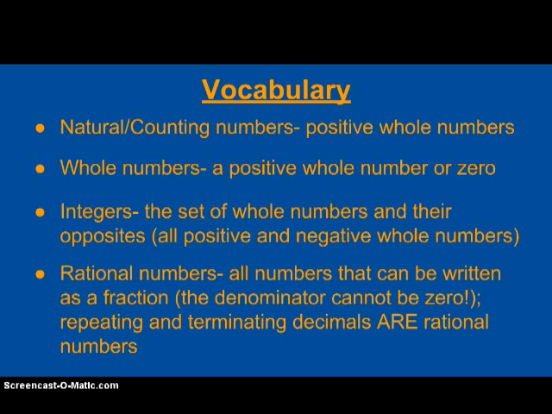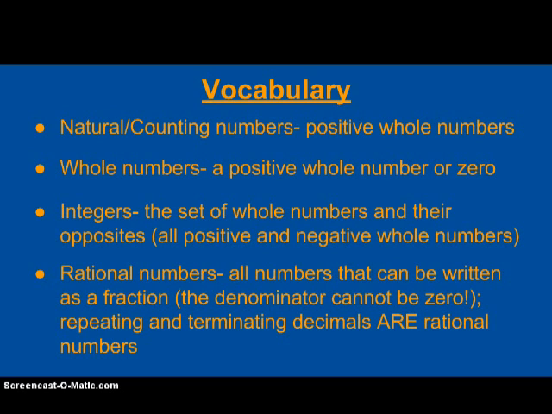Now, after hearing these definitions, do you think that a natural or counting number is a rational number? Can we write all positive whole numbers as a fraction? I think we can, so those would probably be considered rational numbers. And whole numbers, can we write all positive whole numbers or 0 as a fraction? I'm sure we could. Okay, so that would also be considered a rational number.